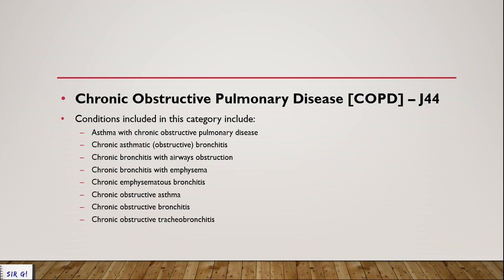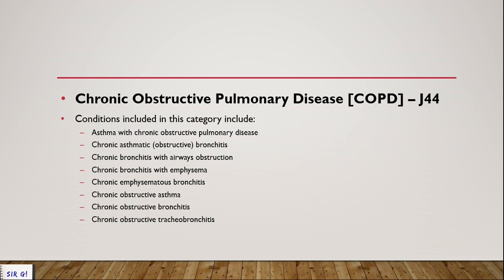So when you go to your category J44 in your book, you may see conditions included in this category include asthma with chronic obstructive pulmonary disease, chronic asthmatic bronchitis, chronic bronchitis with airways obstruction, chronic bronchitis with emphysema, chronic emphysematous bronchitis, chronic obstructive asthma, chronic obstructive bronchitis, and chronic obstructive tracheobronchitis. Those are the common conditions that are also included under your category J44. The documentation must be exactly the same as this under your includes notes.